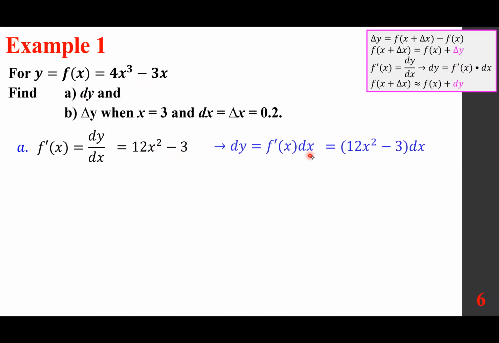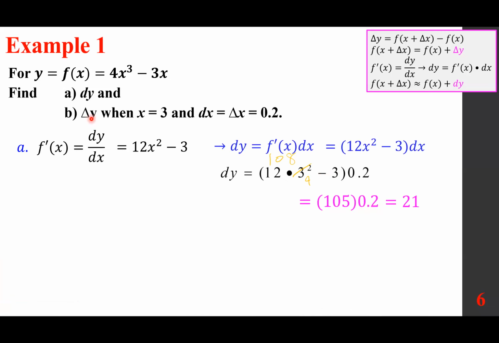Evaluation is elementary algebra. Plug in 3 instead of x. dx is 0.2. When we do that, of course, this can be done by hand. This is 9 times 12, which is 108. Minus 3 is 105. 105 times 2 is 210. You have one decimal, so it becomes 21. The 10 cancels out one decimal.